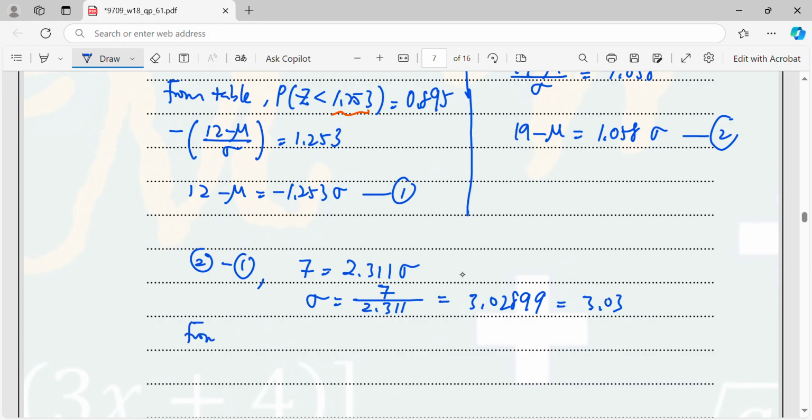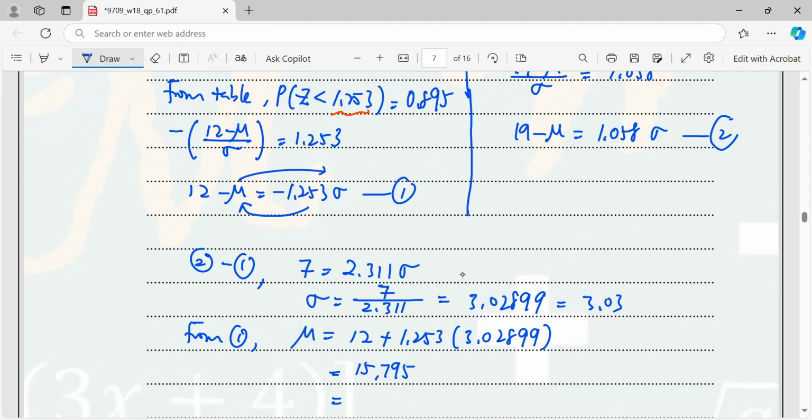Okay, so now to find mu, you can substitute into the first or second equation. I will refer to the first equation. Move the minus mu to the right side and move this term to the left side. That means my mu is going to be 12 plus 1.253 sigma. I will use the more accurate value. Then you will get 15.795, and now round up to 15.8. So that's all for the solution of this question.